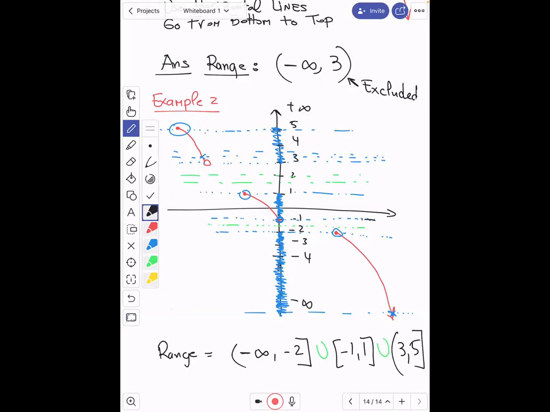Now, after +5, of course, there will be no intersection, like somewhere right here at the top, there will be no intersection, right? So then the answer is we're going to have these 3 different intervals.